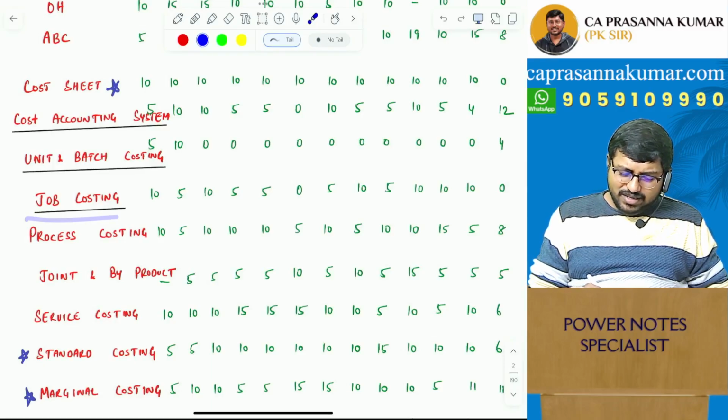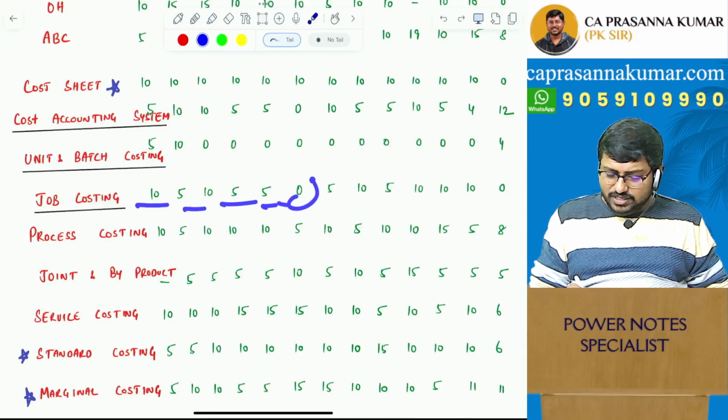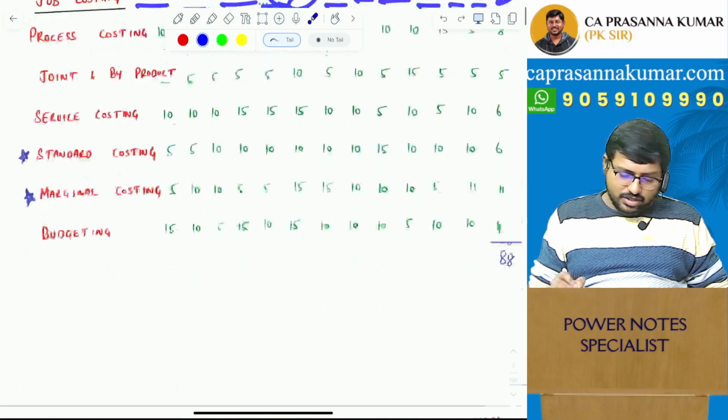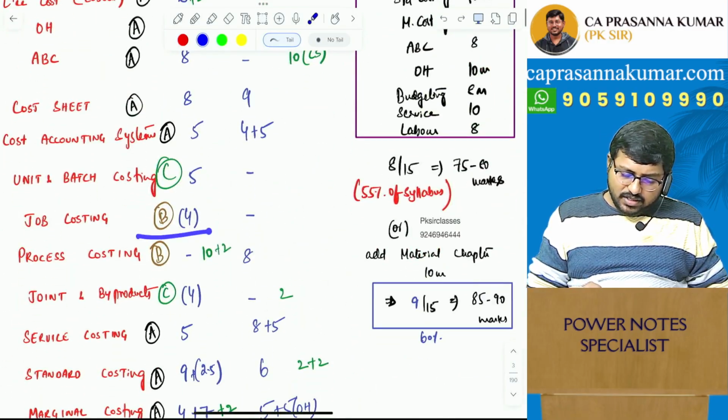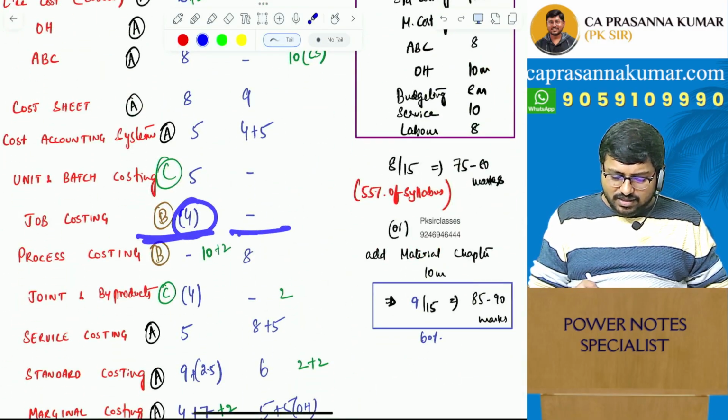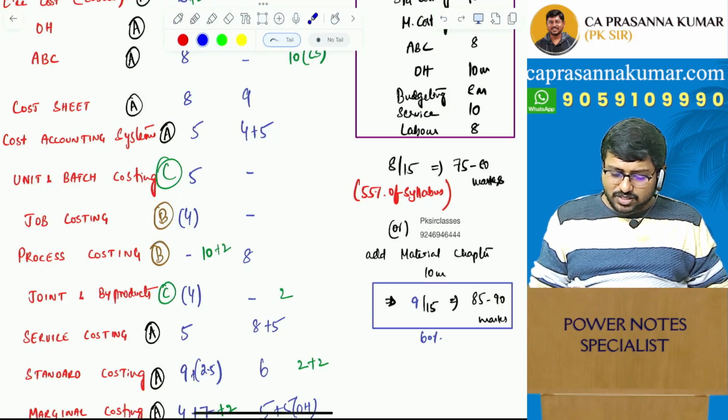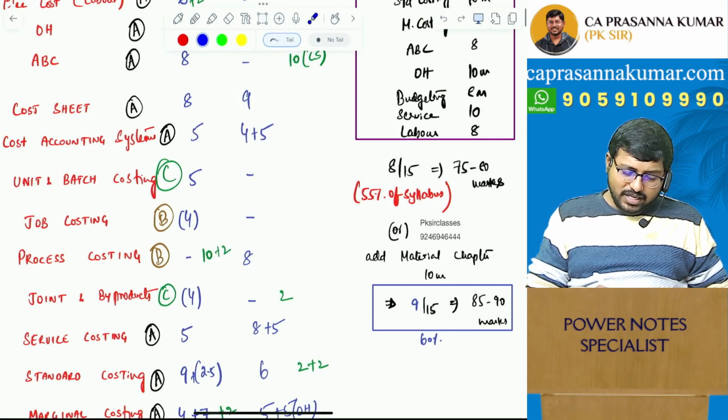Job costing. Okay, not so bad. 10, 5, 10, 5, 5, 5, 0, 5, 10, 5, 10, 10, 10, 0. Okay, and here we have got 4, and that too it's a theory question because I've kept it in brackets, and last attempt it was nothing, so therefore it belongs to B category.